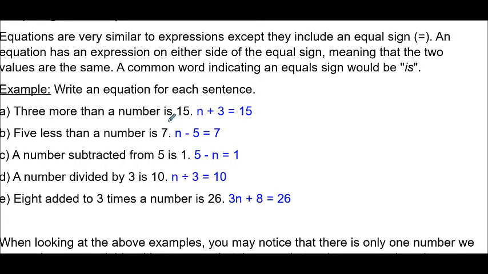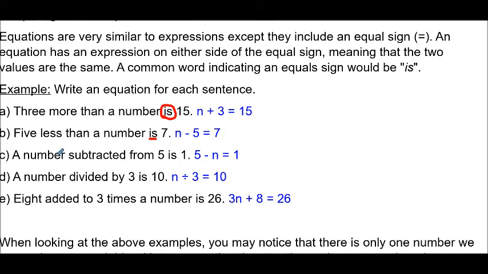Now, the part that changes is this part here, where we have this word "is." That is going to show us where in the equation our equal sign goes. So if I'm going to rewrite this one, 3 more than a number is 15: n plus 3 would be 3 more than a number, "is" equals 15. For the second one, 5 less than a number is 7. So a number, 5 less than, so minus 5, is 7, so equals 7.